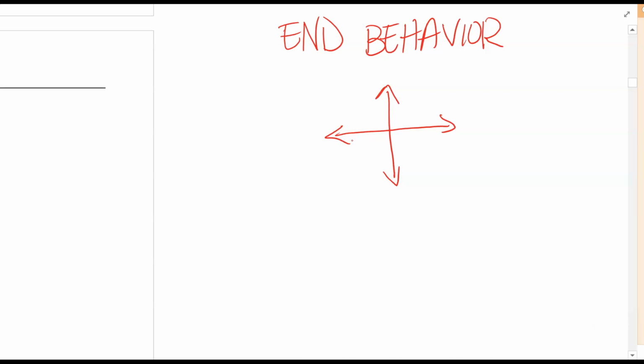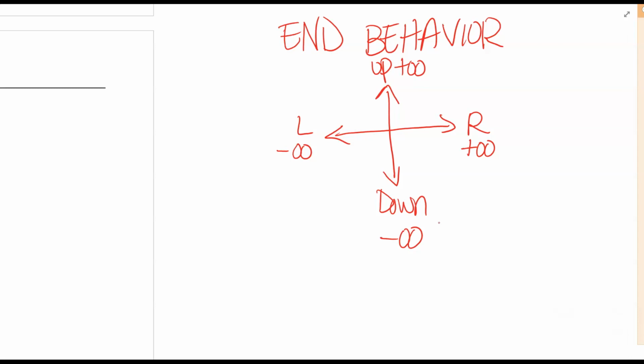So for my end behavior, going to the right forever goes to which infinity? Positive infinity, okay? And then going to the left is which infinity? Negative infinity. Going upwards is which infinity? Positive. And going down is negative infinity, okay? So we're going to use that for our end behavior. The left and the right are the x's because they're the x values.